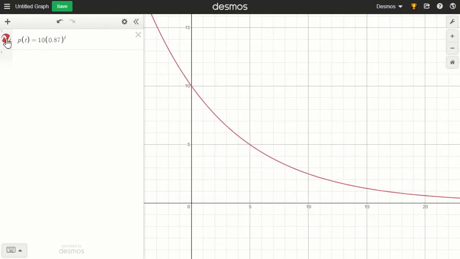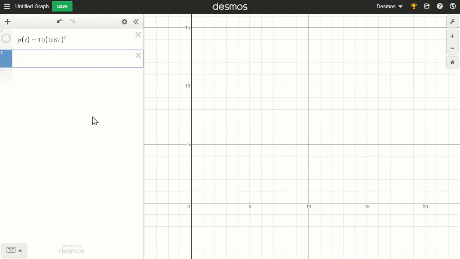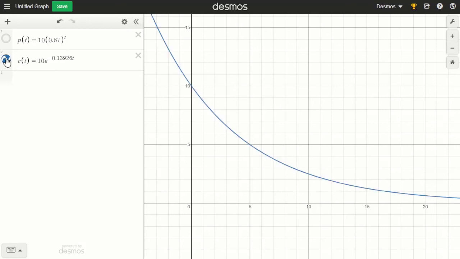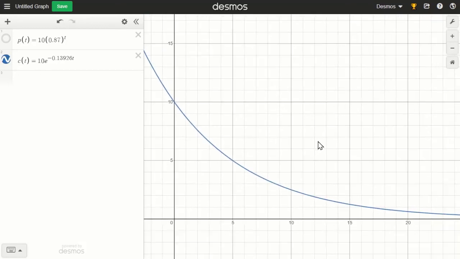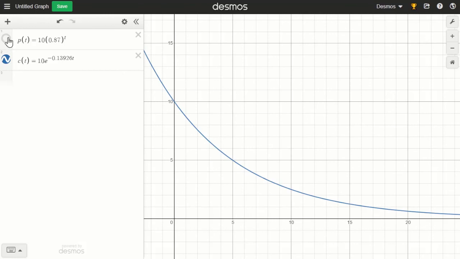Now I'm going to hide this graph. I'm going to type in the continuous model, c of t. That's 10 again. Before I complete this, allow me to hide that graph away. So now it's e to the negative 0.13926 t. Now with this graph, I'll show that in blue color. The graph in blue is here. It's a decay process, and that's the reason why it's falling down from the left to the right. Now I'm putting it together with the red graph that we've had earlier.